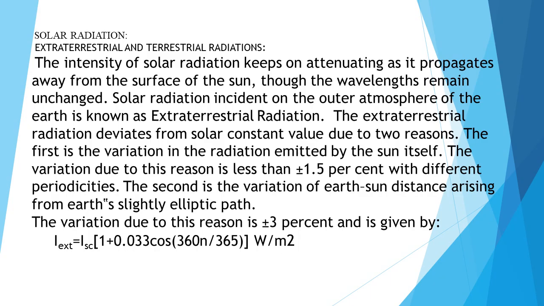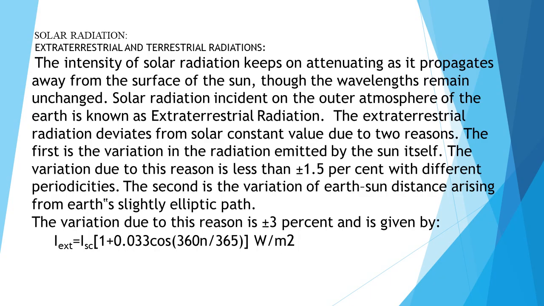Though the wavelengths remain unchanged, solar radiation incident on the outer atmosphere of the Earth is also known as extraterrestrial radiation. The extraterrestrial radiation deviates from the solar constant value due to two reasons. The first one is the variation in the radiation emitted by the sun itself. The variation due to this reason is less than plus or minus 1.5% with different periodicities.